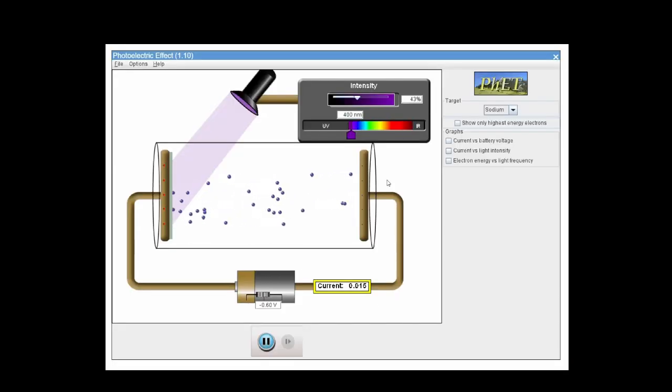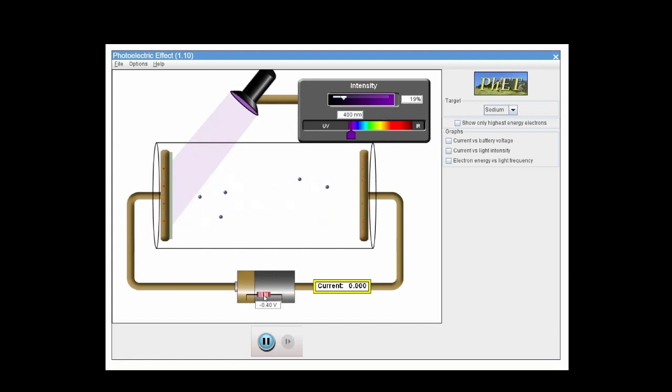Now we can discuss the intensity. Now I am going to vary the intensity. Here we know the saturation current is 0.61 ampere, and if I increase the intensity of light, then you can see the saturation current is also increasing. And if I decrease the intensity, the saturation current is also decreasing. So we can say the saturation current depends on the intensity. If I increase the intensity, saturation current also increases.